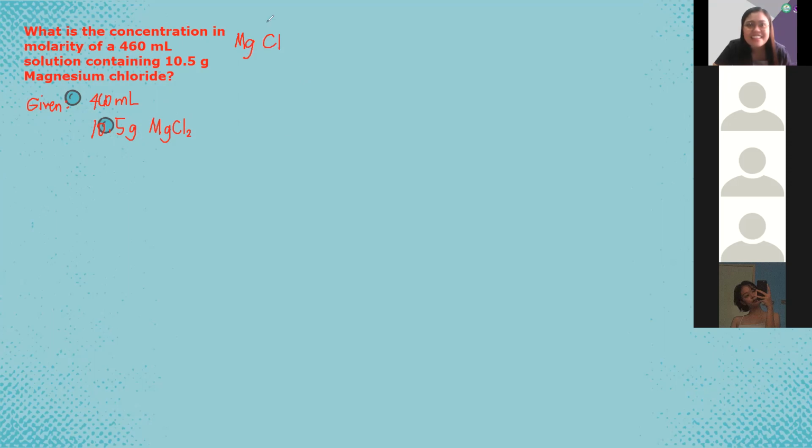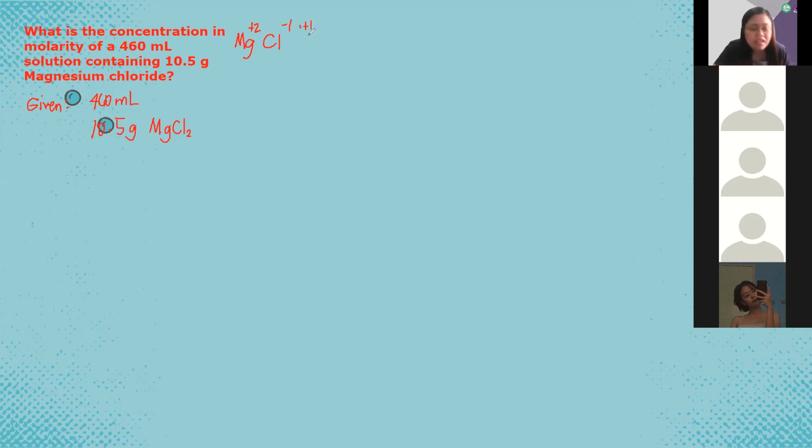And then determine their charges. Please look at your periodic table. Magnesium belongs to group 2, so it is positive 2. And chloride is negative 1. And then you add this, positive 2 plus negative 1, syempre is positive 1.